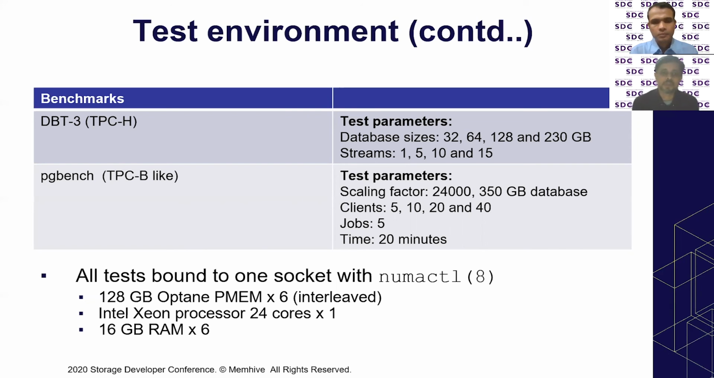The second thing mentioned here is the tests that are bound to one socket using NumaCTL. So all the tests that we've done are performed with only one of the sockets available in the server. That means we are left with 128 gigabytes times 6 PMEM modules, which are configured in an interleaved mode, and one of the processors is being used. And again, the DRAM as well is restricted to 6 modules.